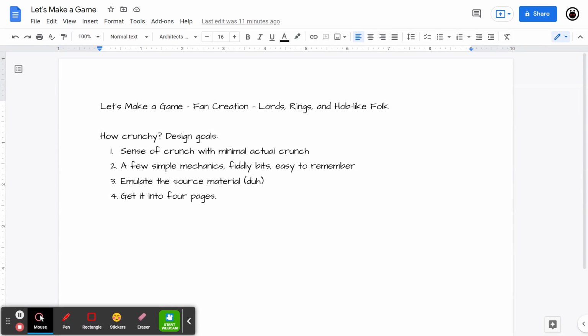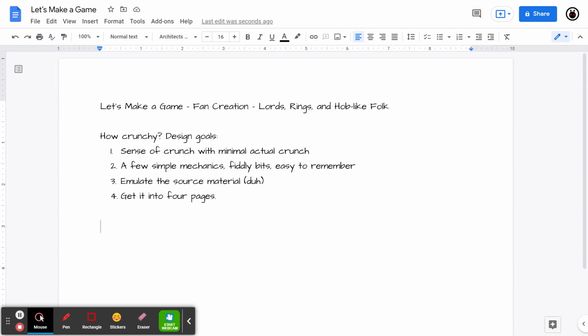And last time we set our design goals: a sense of crunch with minimal actual crunch, a few simple mechanics, no fiddly bits, easy to remember, emulate the source material, which might have been a series of novels and movies that you might be familiar with, and then get it into 4 pages. That's kind of the biggie to me. I'd like it to be simple and clean and something somebody could download and get into and immediately start playing.